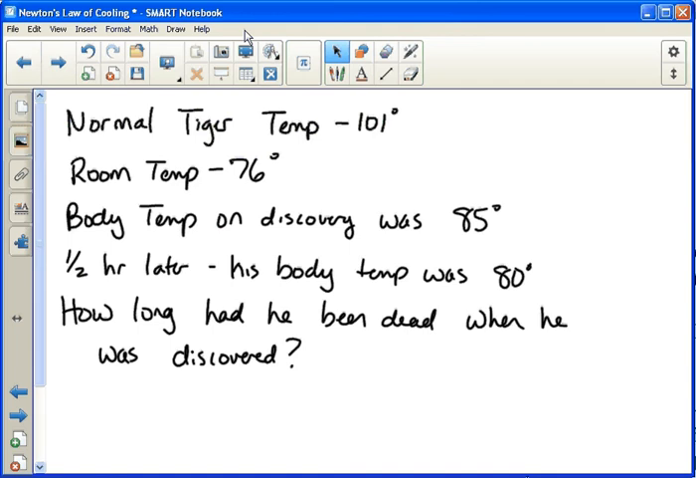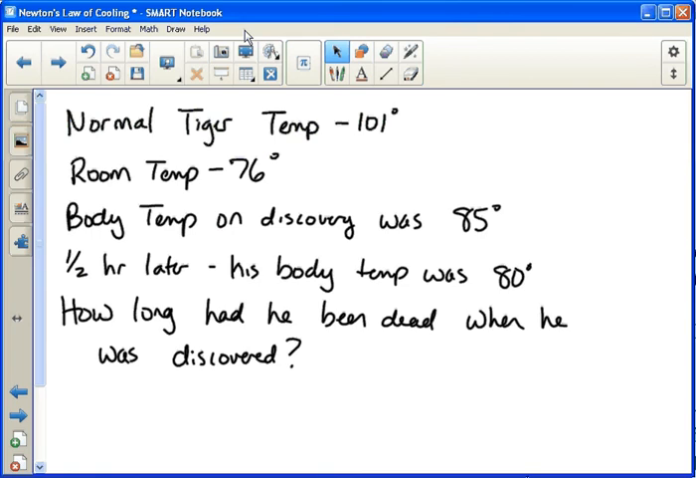So a normal tiger temperature is 101 degrees. At least that's Tony the Tiger's normal body temperature. And the temperature in his apartment was 76 degrees. Now when his body was discovered, it was 85 degrees. And then a half hour later, his body temperature was 80 degrees. So his body temperature dropped 5 degrees over the 30-minute period from when he was discovered to when they'd done other stuff and they came back and checked again. So the question is, how long had he been dead when he was discovered?